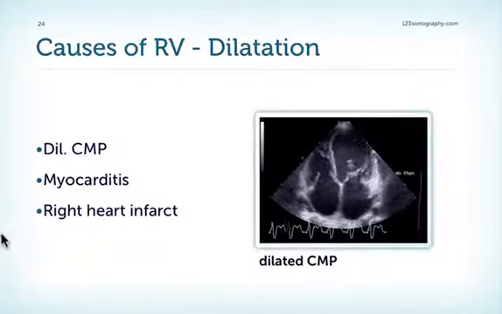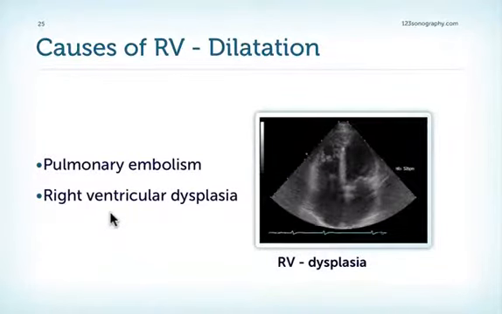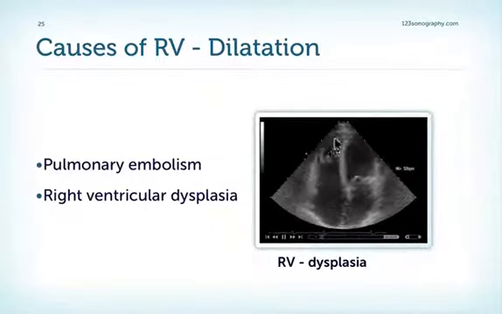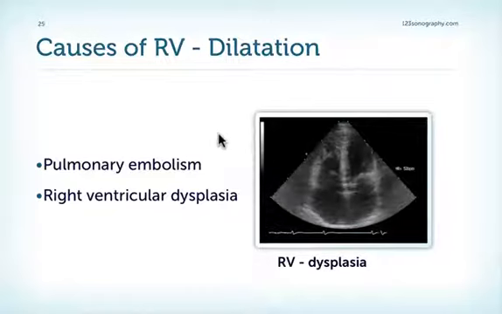Myocarditis, right heart infarct, pulmonary embolism, or right ventricular dysplasia. Again, this is such an example of a patient with right ventricular dysplasia and the typical findings. We'll talk more about that when we come to the pathologies.